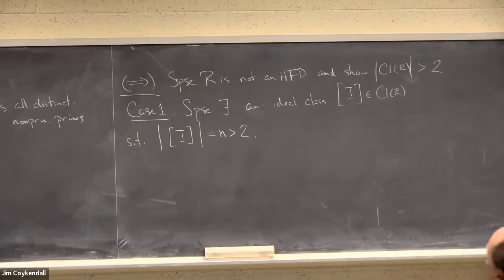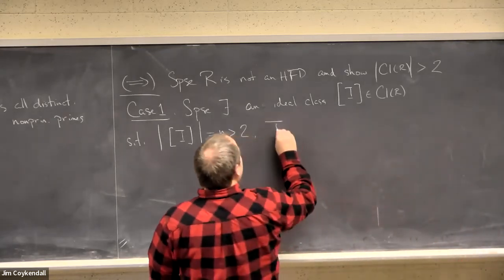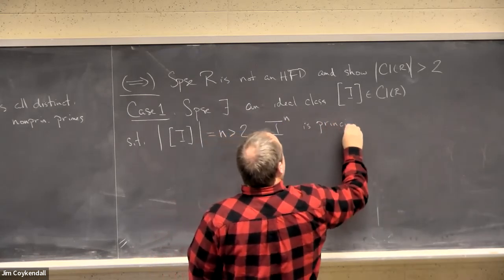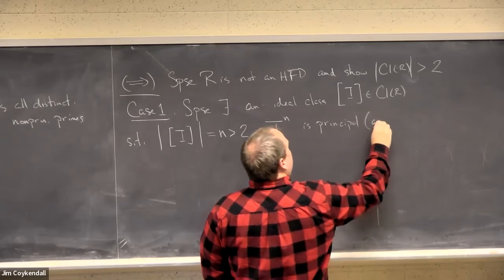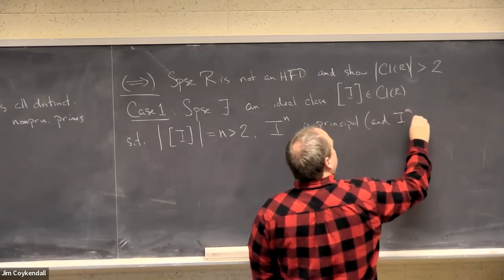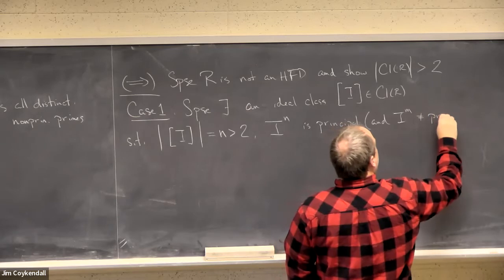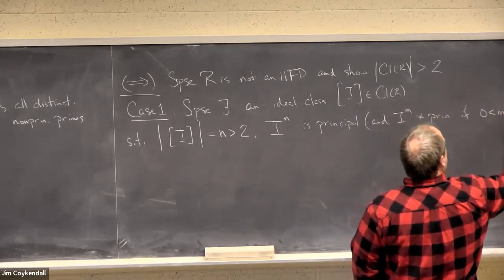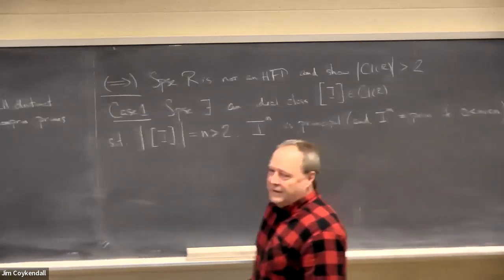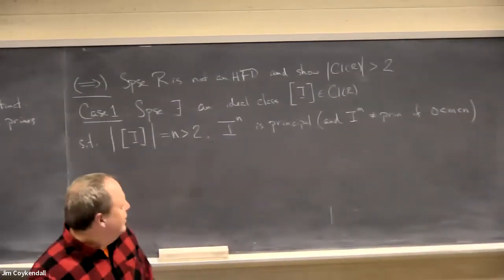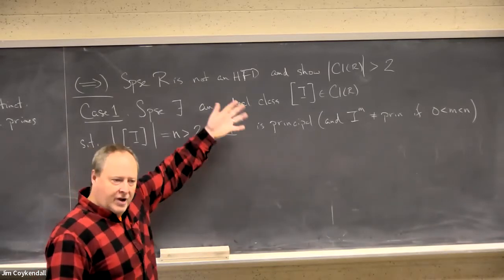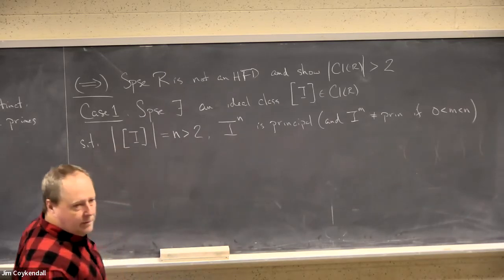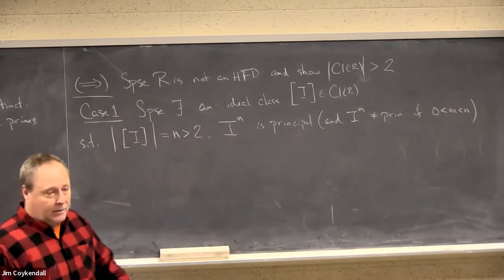Okay, that's right. So what this means is I to the n power is principal, and I to the k is not principal for smaller positive integers k. n is a positive integer. It's the smallest power that I can raise I to, and it turns it into a principal ideal. Right? Now, check this out.